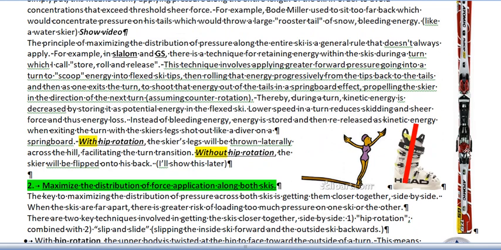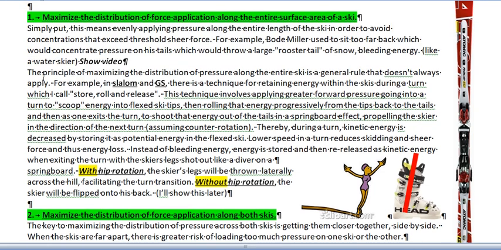Now, if you really lean back, right, and you concentrate the force on the tails, let's say this section right here, you see, that's a small surface area. That's going to cause high pressure, which is going to run the risk of breaking ice bonds and then throwing snow and bleeding energy.